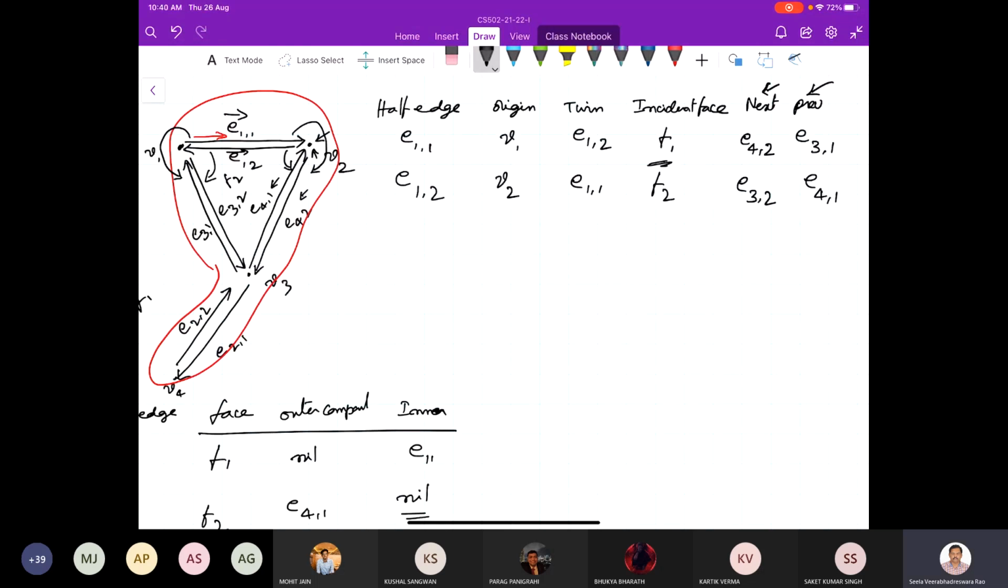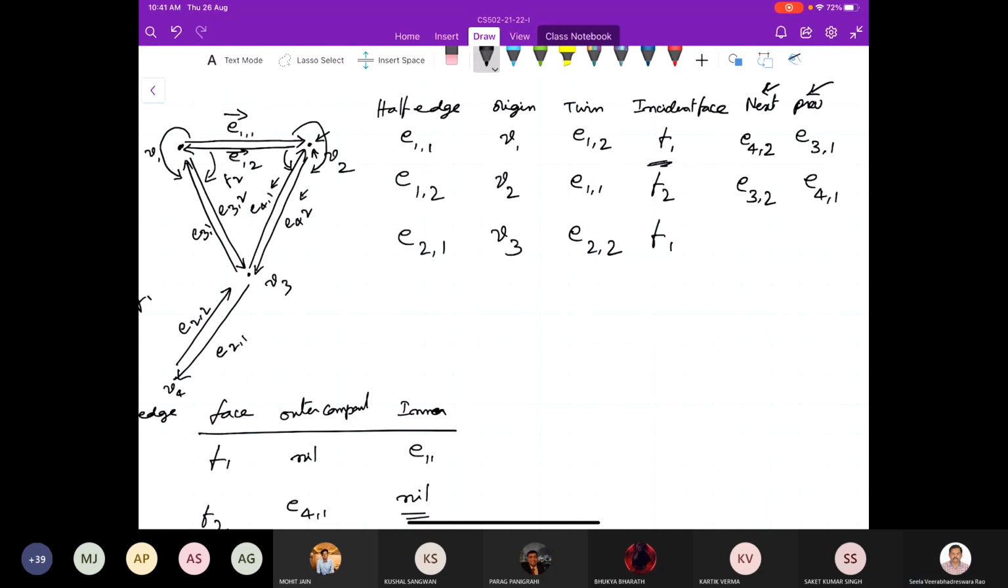Let's fill one more edge also. Okay, E21. Let's remove this red boundary. You can also remove this direction. So E21: the origin of E21 is V3, the twin edge is E22, and the face on which this edge is incident is F1.